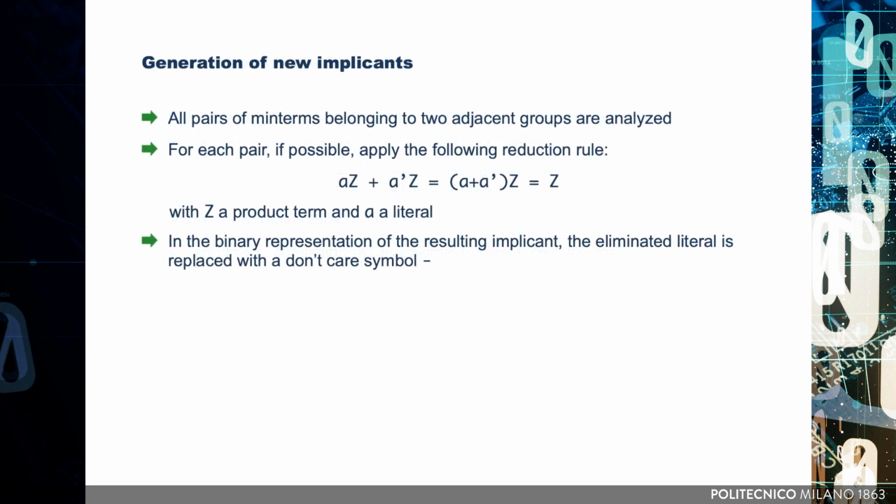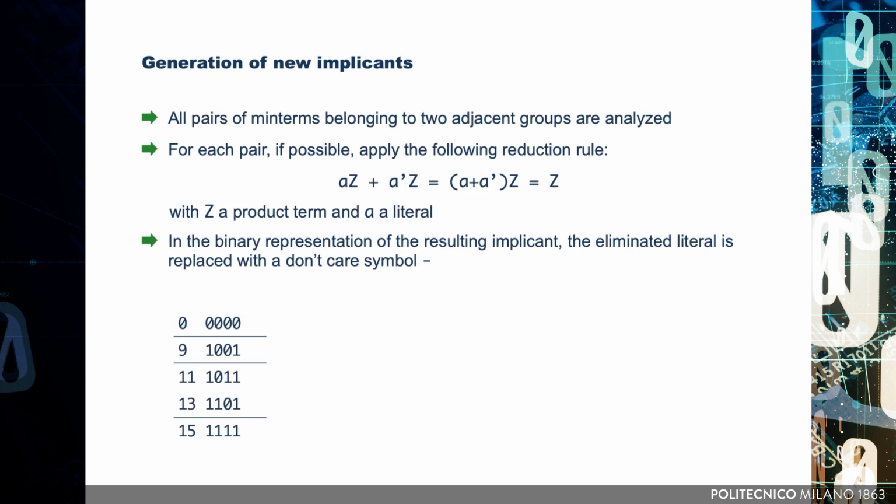This step generates all possible pairs of minterms taken from 2 adjacent groups. For each pair, we apply the same reduction rule used in the Karnaugh map method, namely A and Z, or not A and Z, is equal to Z, where Z is a product term and A is a literal. In the binary representation of the newly generated implicant, the bit position corresponding to the eliminated literal is replaced with a don't care symbol, typically denoted as a dash.